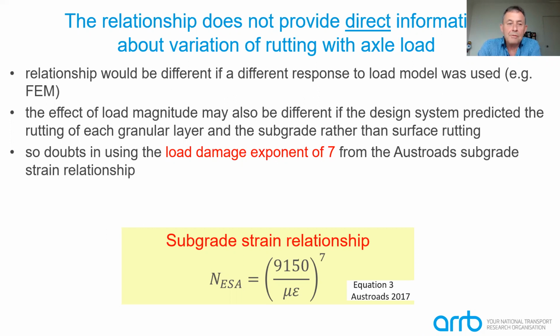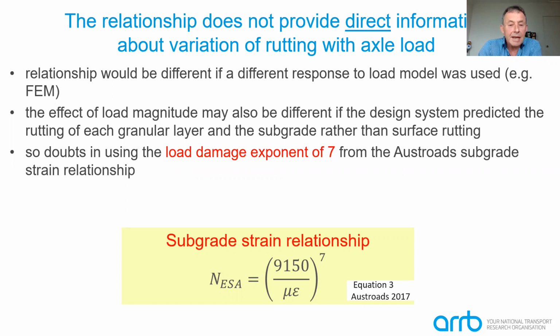And if we'd used a different load response model, like a finite element method that allows for non-linearity of granular materials and subgrade, we would have ended up with a completely different subgrade strain relationship. So it's very much a part of our design system, the Austroads design system, and the rules we have for calculating modulus, rather than something fundamental about the effect of axle group load in terms of damage. So there are doubts about the seventh power law.